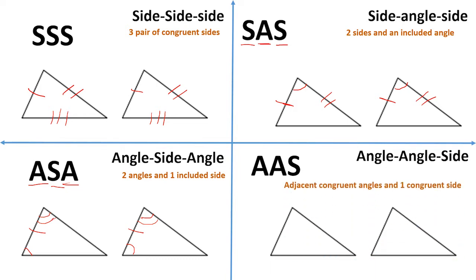And last, we have angle, angle, side. And that means adjacent congruent angles and one congruent side. So adjacent meaning right next to each other. So we could say our first pair of congruent angles would be right here. Then another pair of congruent angles would be here. And our side would be here. So non-included side. So those are our four congruence theorems that we're going to discuss in this lesson.